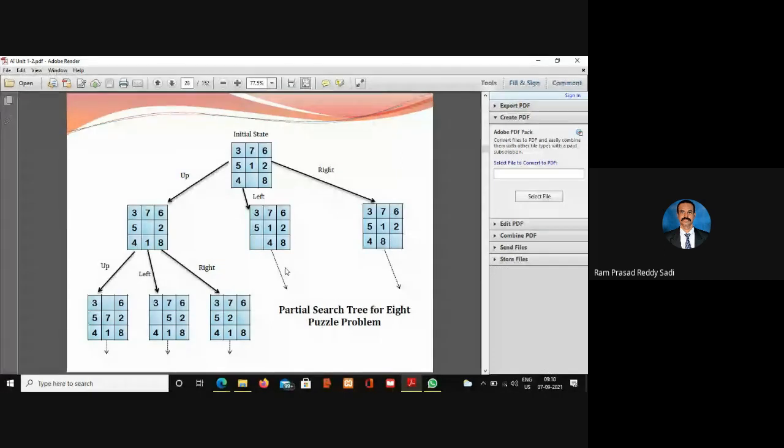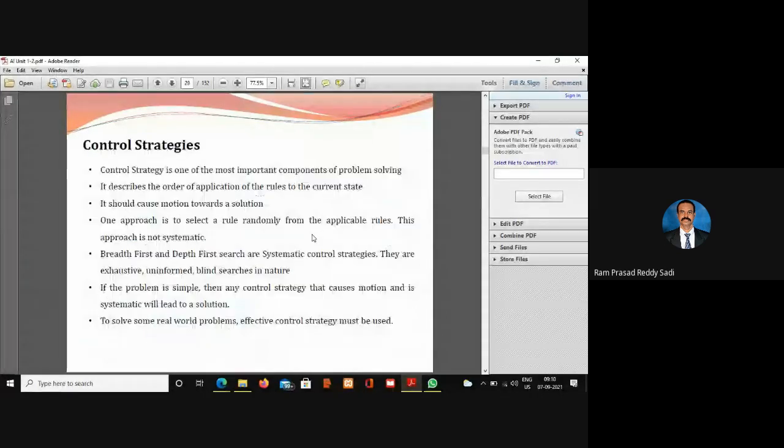Now the question is, should I consider this path or this path or this path? As of now, what are we doing? We are randomly moving with some options. We are not using any heuristic function or goodness function to choose which path to move. So that's what we are going to focus on in the upcoming session. The control strategies are very, very important.